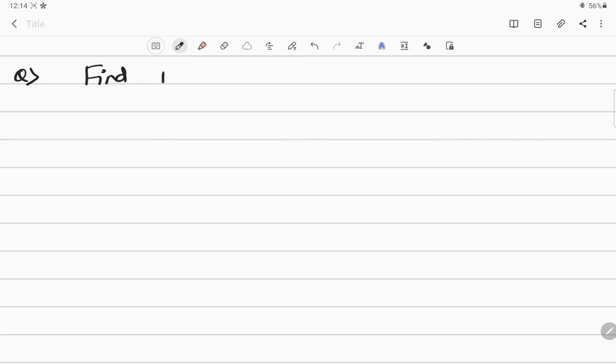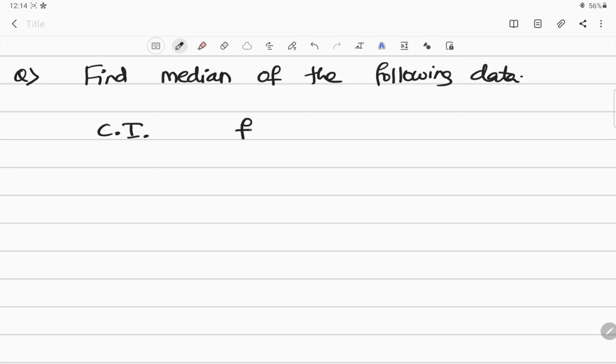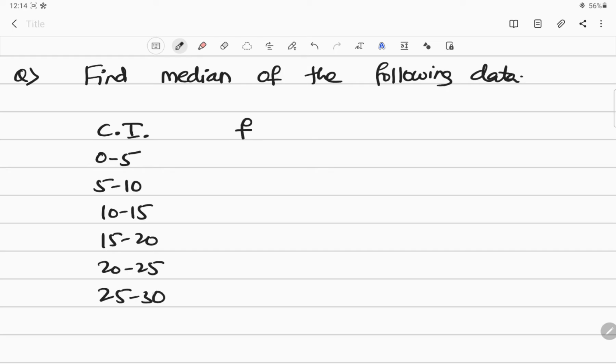Find the median of the following data. All right, so here is some data given. Let me write it as class interval, and here is the frequency. The class intervals are 0 to 5, 5 to 10, 10 to 15, 15 to 20, 20 to 25, and 25 to 30, and the frequencies are given as 4, 8, 18, 20, 30, and 20.